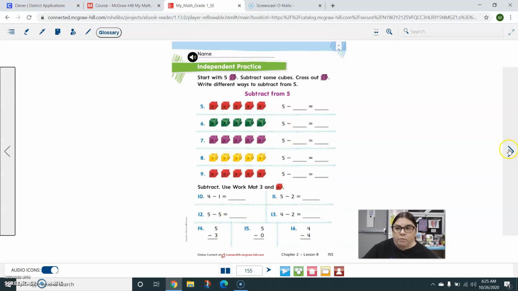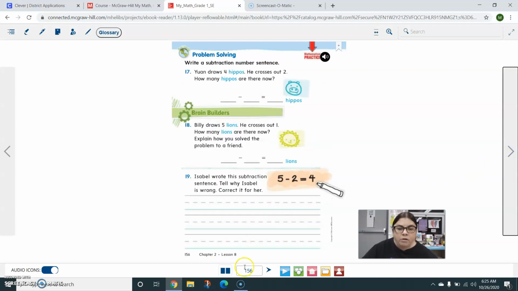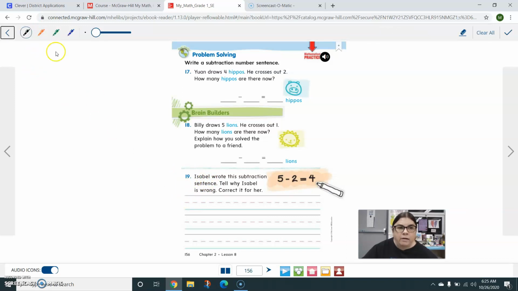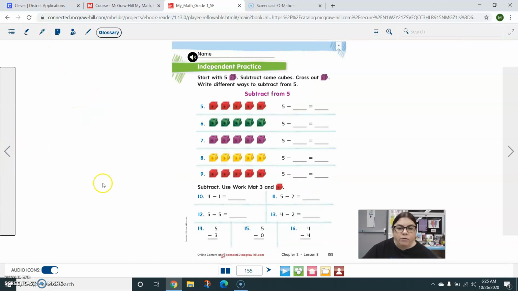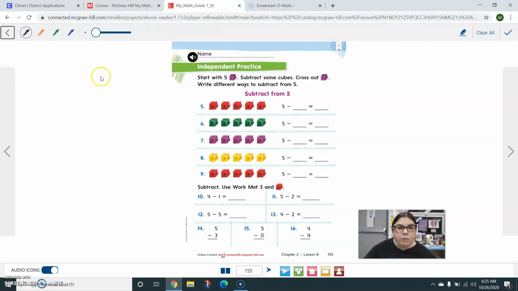Then down here you have some subtraction problems. Then on page 156, you have some problem solving, okay? You do not have to do 19, but we will go over it, okay? So go ahead and do page 155 and 156, your turn, and meet me right back here. Great job, friends. I am so proud of you. I hope that wasn't too hard for you. So let's go ahead and review, okay?